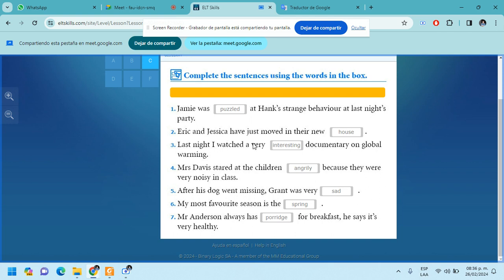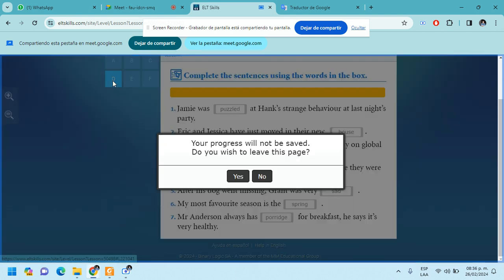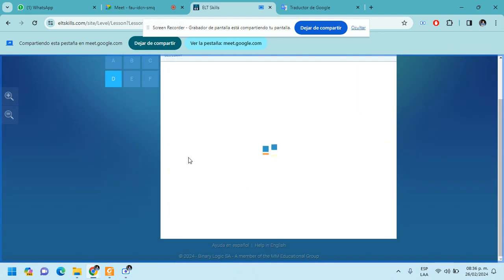Good. You see, we have to know more words like puzzle, okay? Or like angrily. Remember, this is an adverb. Or porridge, no? Also is a food, a kind of food. Okay? And to finish with chapter one.